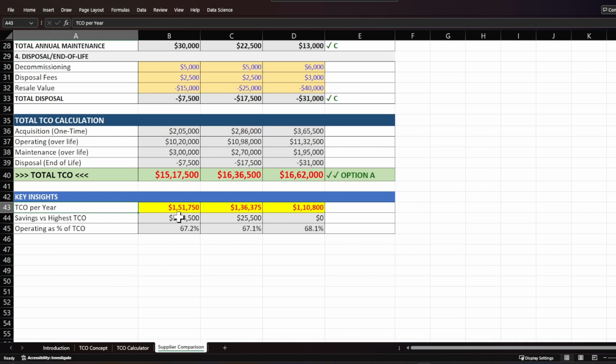If you see that, you will find the TCO per year is the lowest for option C, which is the premium supplier. So you are going to select supplier C, the premium supplier, over supplier A, the budget supplier. And this is how you make a decision on the total cost of ownership.